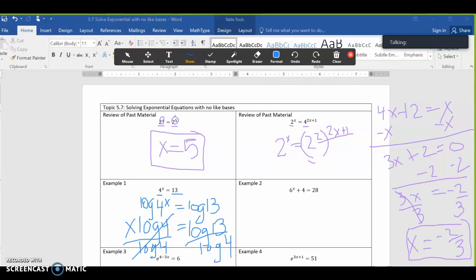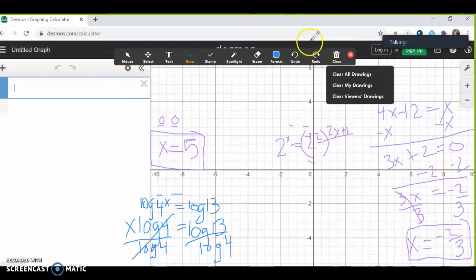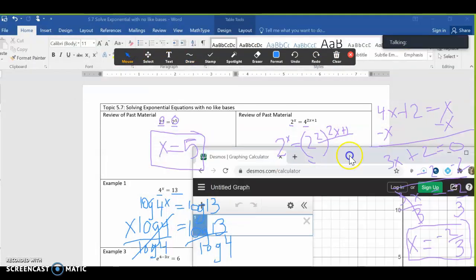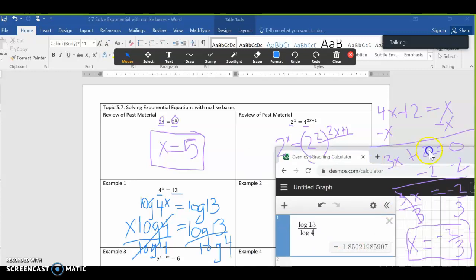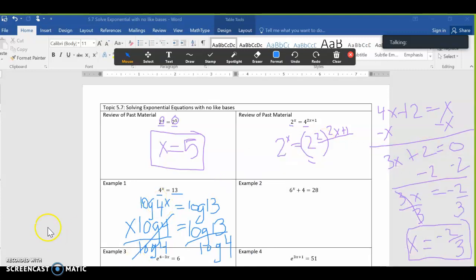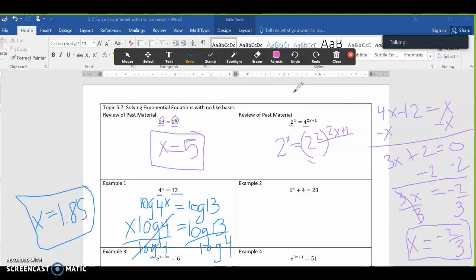And then I'm going to go to Desmos, and I'm going to type right here, log of 13 divided by log of 4. And that's about 1.85. So my answer for example 1 is 1.85.